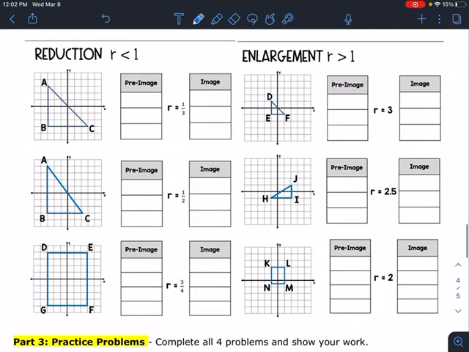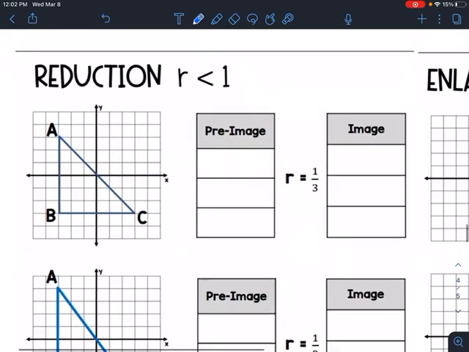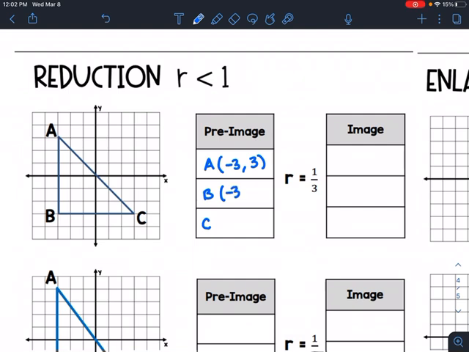Okay, I know this might print out really small on your paper, but I was trying to save some trees. The first one we're going to look at is reduction. I'll let you practice this on your own, and I'll do the first one on both sides. For reduction, for our pre-image, we just want to write our coordinates, what the A, B, and C coordinates are. So A is at -3, 3. B is located at -3, -3. And C is located at 3, -3.